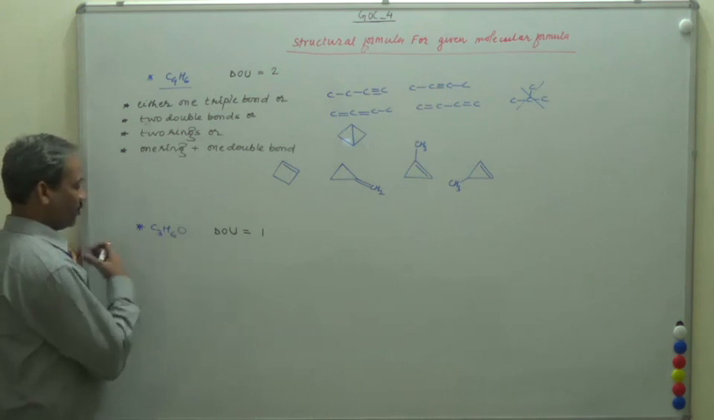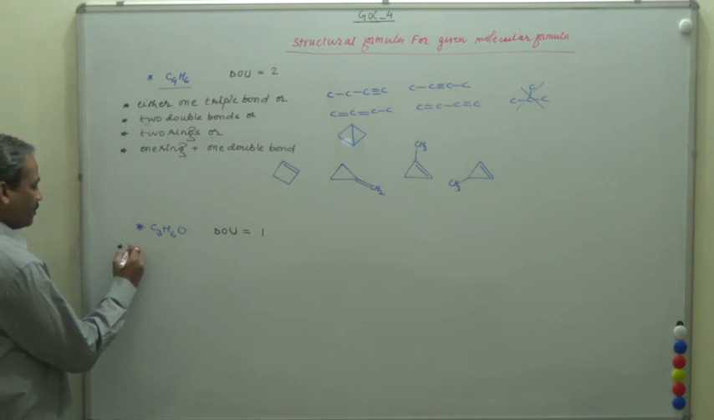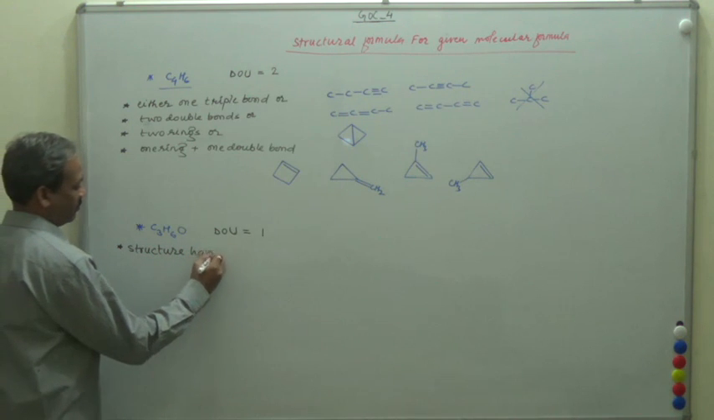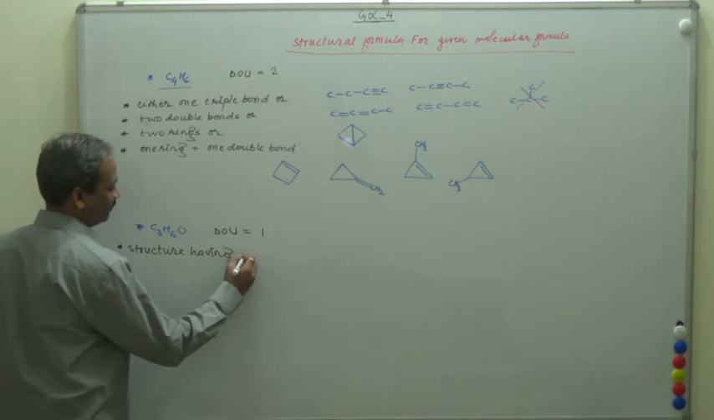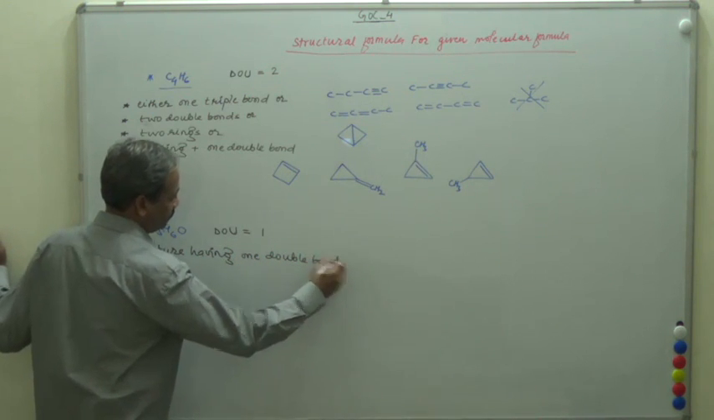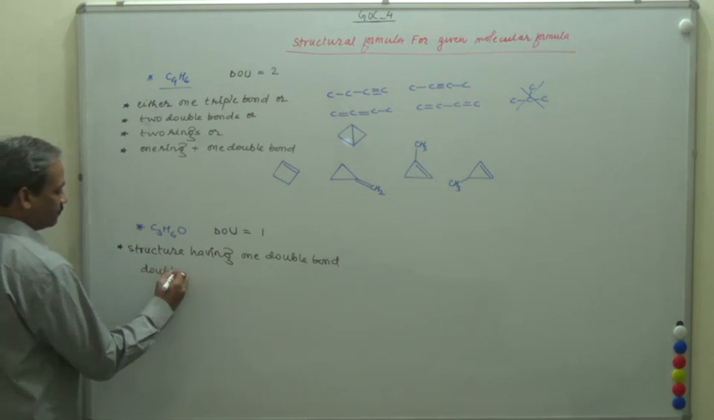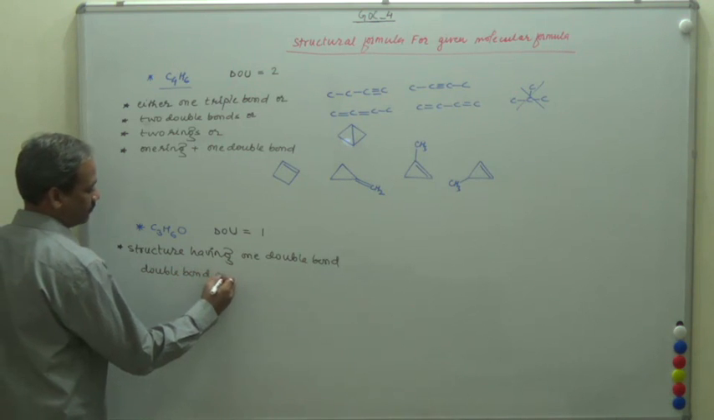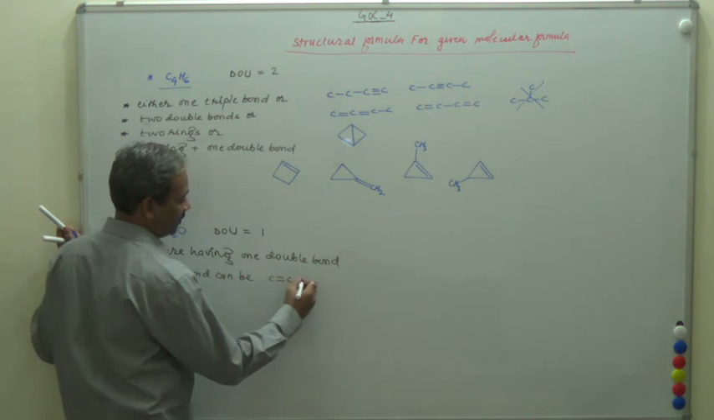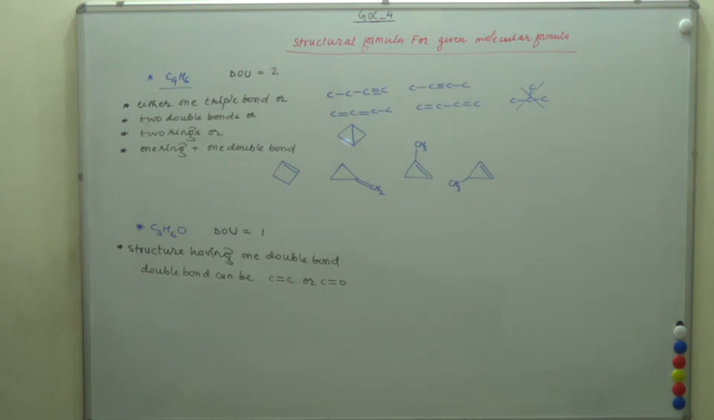So we can draw different types of structures. A structure having 1 double bond. And remember, the double bond can be a carbon-carbon double bond or a carbon-oxygen double bond.